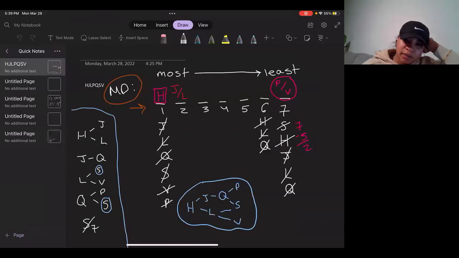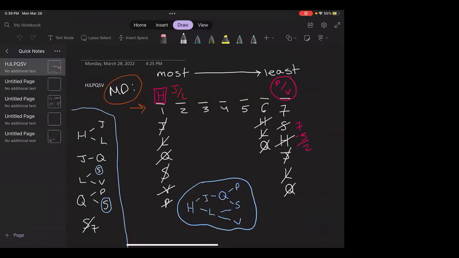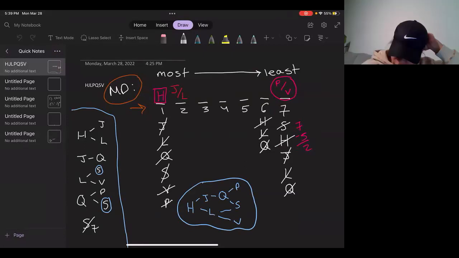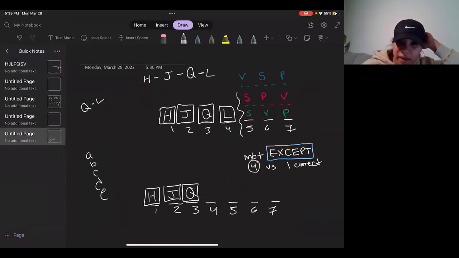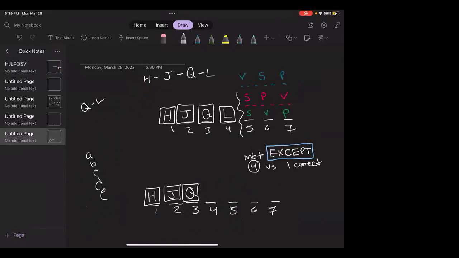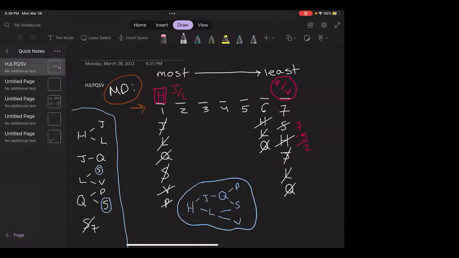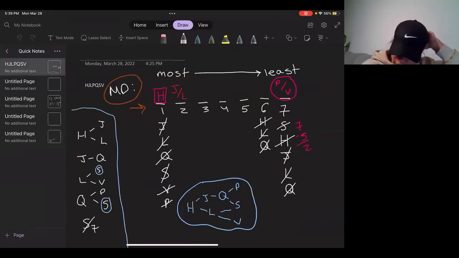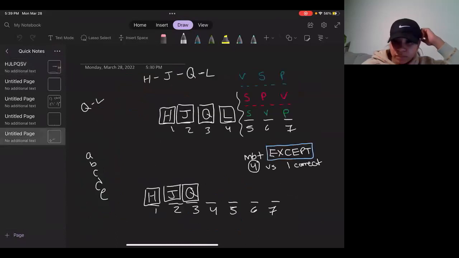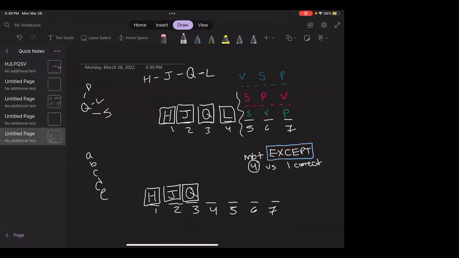J. No, J is before Q. Wait. Who else is Q before? Oh, from the main diagram? From our chain link. Q is before P and S. Yes. Okay. So P and S.